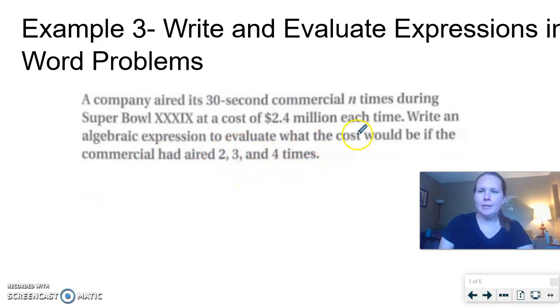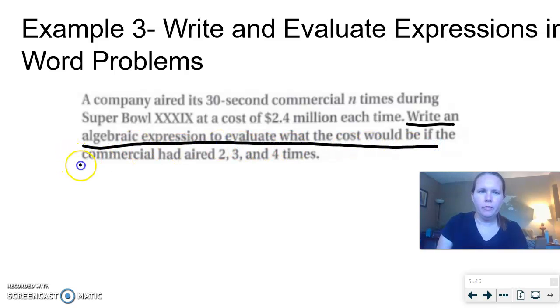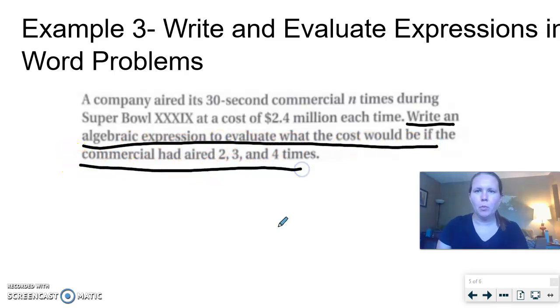Write an algebraic expression to evaluate what the cost would be if the commercial had aired 2, 3, and 4 times. All right, so with Power Math, we always underline our problem. So P is for problem. O is for operation, so we want to think about what kind of operation we are going to be doing. Sometimes there's clue words, and I think your big clue word here is each time.